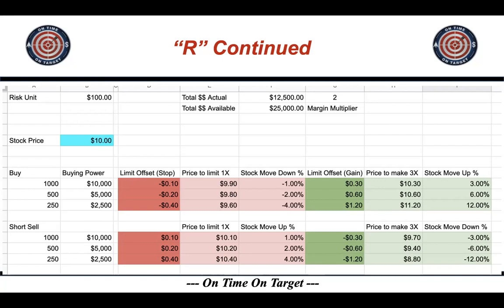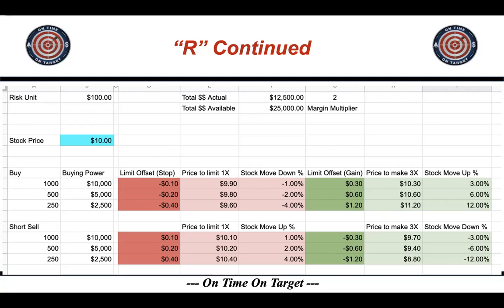Yes, I do. And then if it moves up to $10.10, then I'm out and I'm done for the day. That's my 1R. That would only be a 1% move. So you can see how the numbers are different, but the stock move percentages are the same.